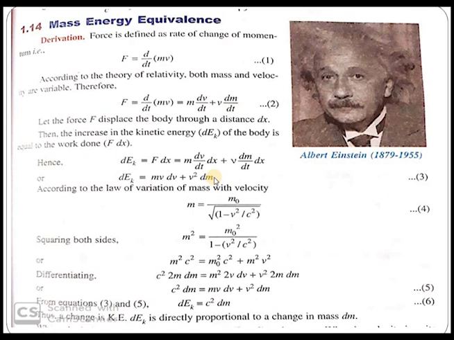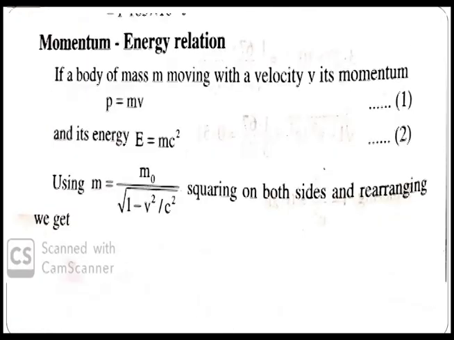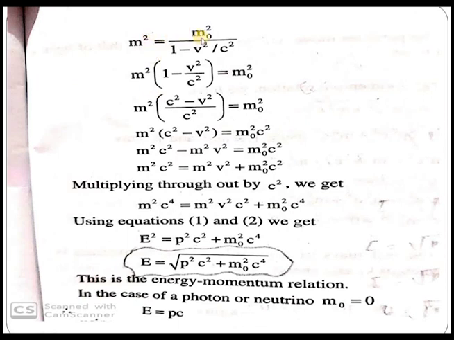And we know that according to the relativistic variation of mass with velocity, m is equal to m0 divided by root of 1 minus v square by c square. I can modify this equation this way. Squaring, m square into 1 minus v square by c square is equal to m0 square.